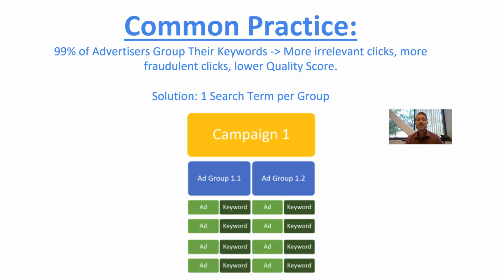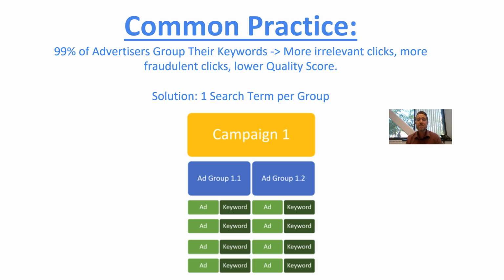However, 99% of advertisers, what you're going to find is that they're grouping their keywords together. They're using that billboard approach. And what that ends up doing for you is you get more irrelevant clicks, more fraudulent clicks, a much lower quality score with Google, and then guess what? Worst case, your ad isn't even getting displayed. There are no impressions on your ad whatsoever because it just is not relevant to what people are searching for.